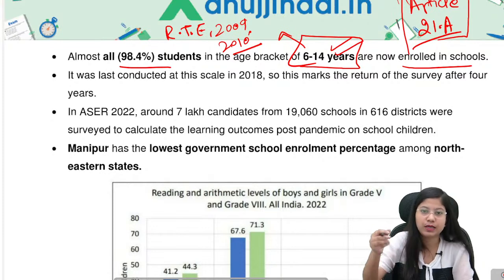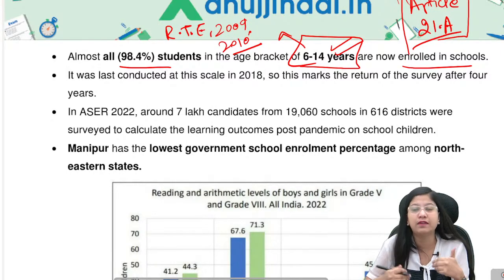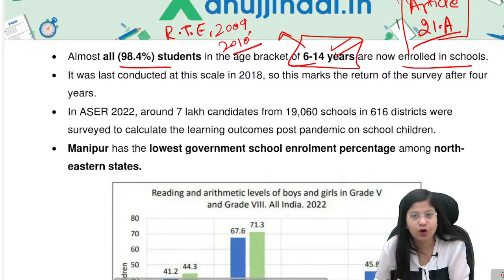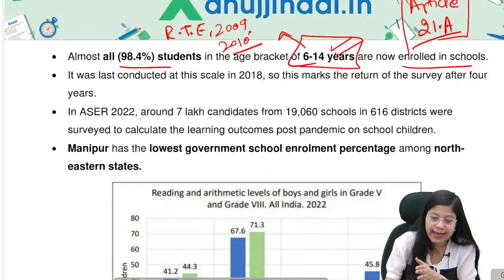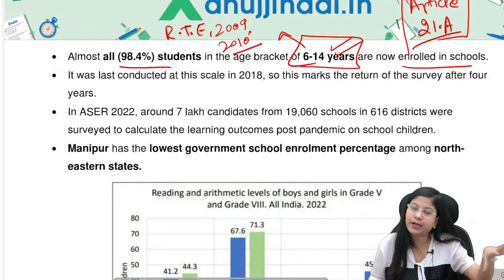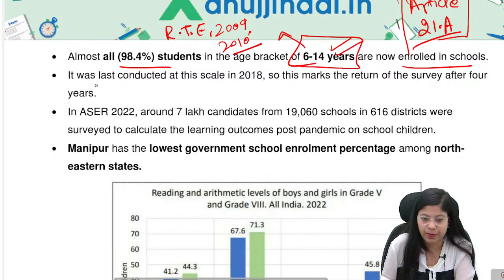Okay, article 21 is right to life, and in that particular article, the very first clause is about education. How can you have a dignified life if you don't have access to education? So that is something that has been ensured by the article 21A, and after this article insertion, then right to education. So I hope that this thing you now remember.